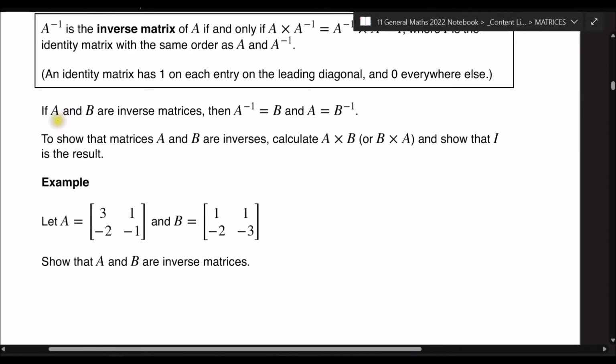If you have matrix A and matrix B and they're inverse matrices of each other, then that means A inverse should equal B, and B inverse should equal A. What this is saying is, you'll get a question like this where you get matrix A and matrix B, and you've got to prove if they are inverses of one another. And if they are, the inverse of A should equal whatever B matrix is, and A should equal whatever B inverse was.